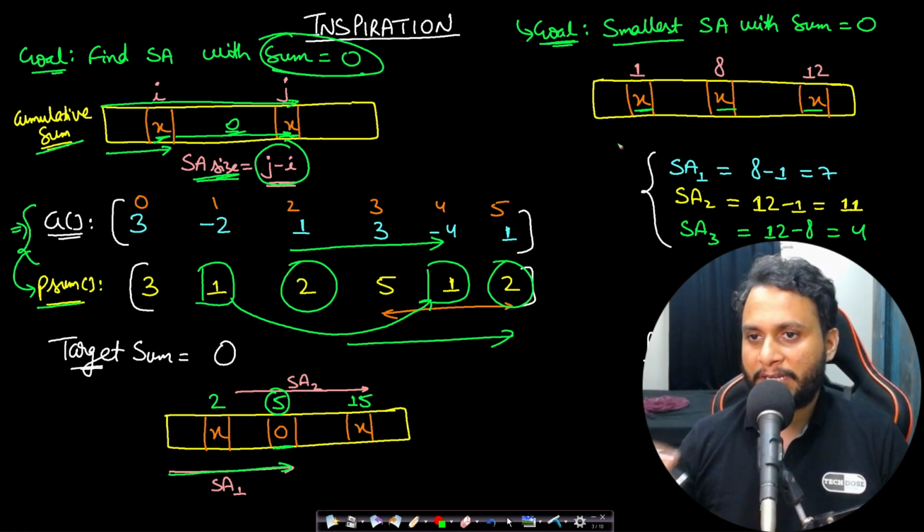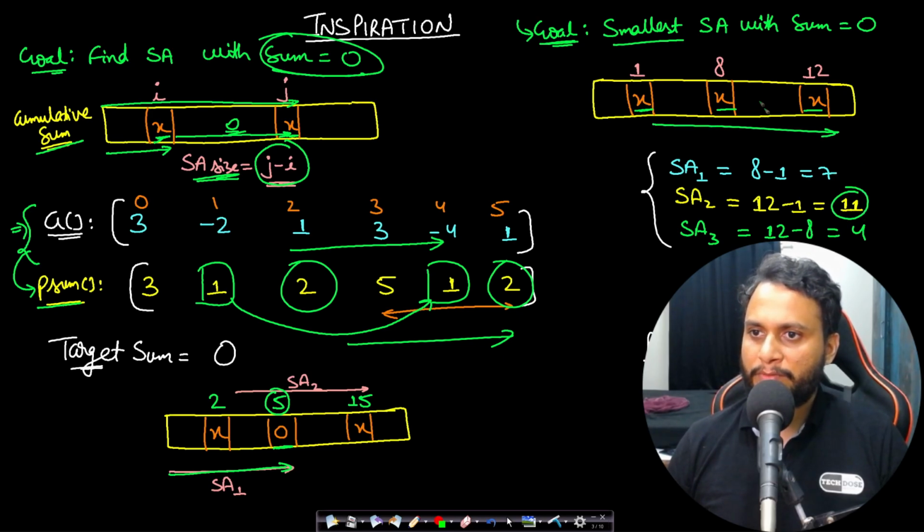Now if you visually try to solve this, then the first subarray will be from 1 to 12, which is of size let's say 11. Then one of the subarrays will be from let's say 8 to 12, which is of size 4, and another subarray will be 1 to 8, which is of size 7. Out of this you can track the minimum one and the answer will be 4, right?